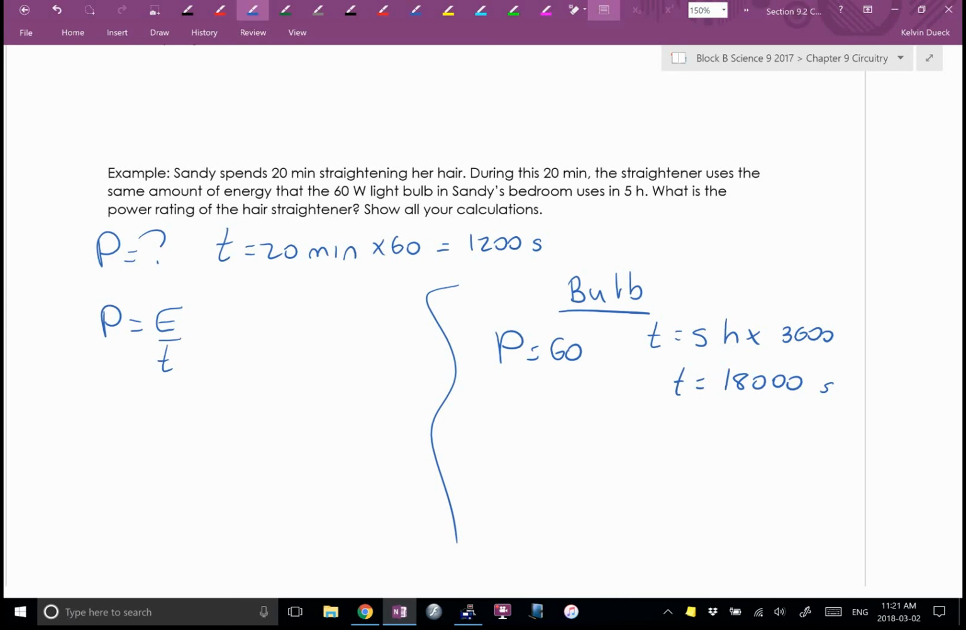David, listen close. It says this: during this 20 minutes, the straightener uses the same amount of energy that the 60-watt light bulb uses in 5 hours. We want this energy. It's going to be the same amount of energy here. So I'm going to argue we can find this energy. You okay with that argument? Not? Can you find me an equation that has energy, P and T in it, and make sure the energy, the E, is by itself?